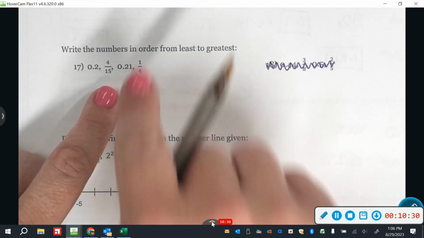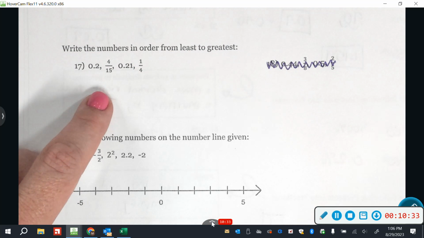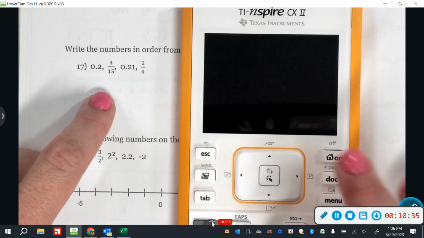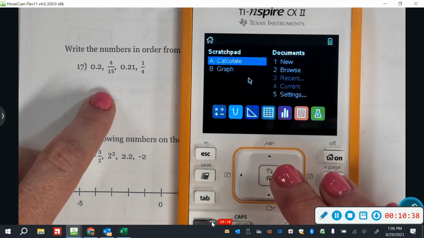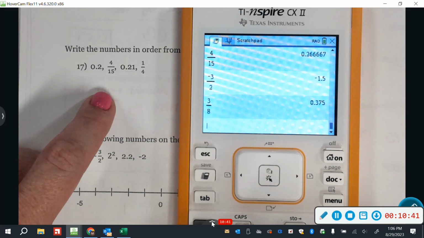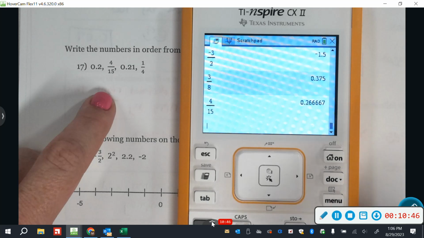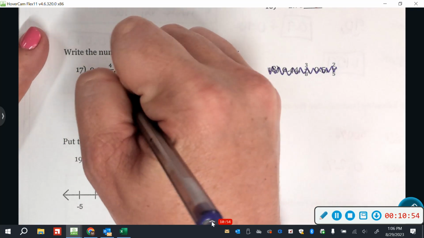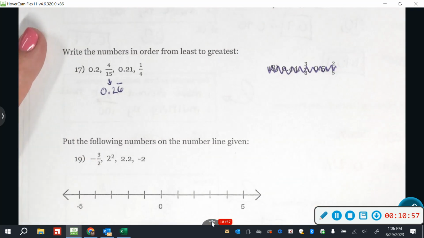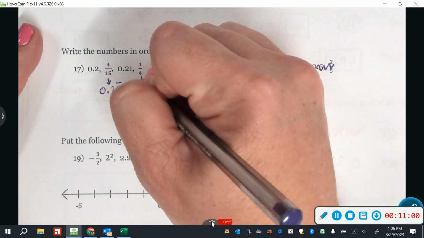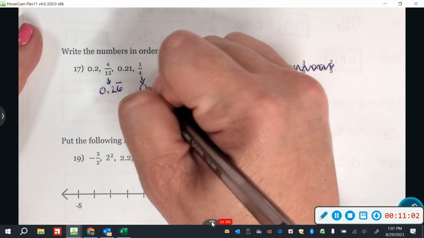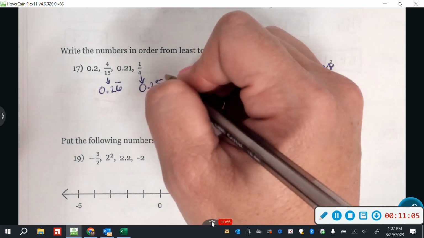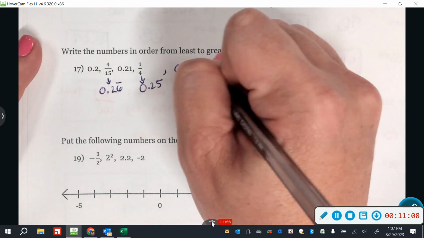Okay, so again, if you had a calculator, could you do 4 divided by 15 and figure out what that equals? Yeah, so when we turn on our calculator, 4 divided by 15, we get 0.26 repeating. Okay, so this just equals 0.26 repeating. Now, what is 1/4 as a decimal? Yeah, 0.25.